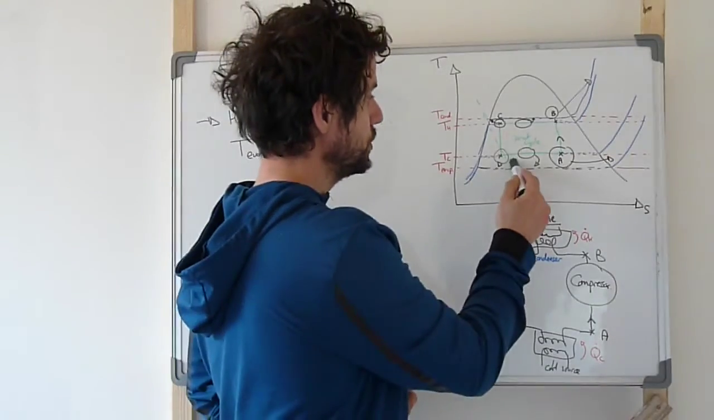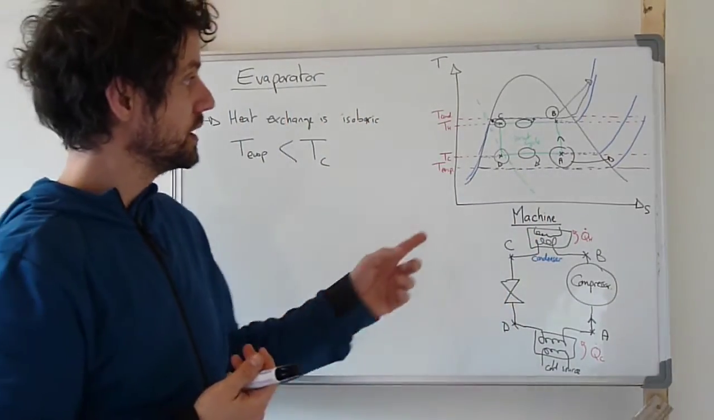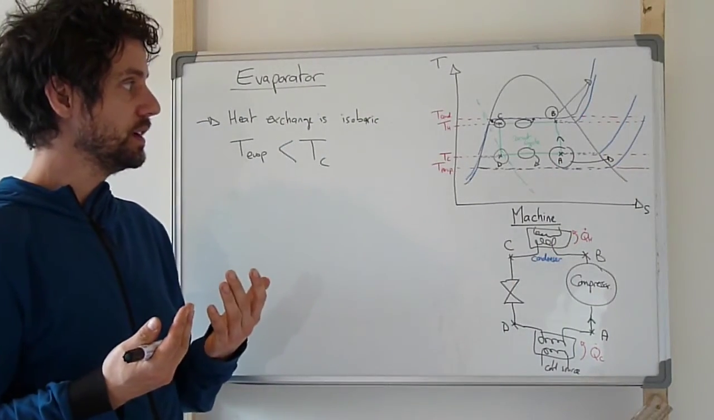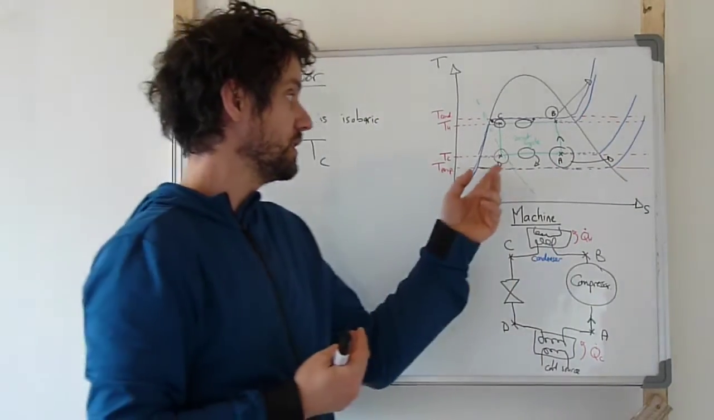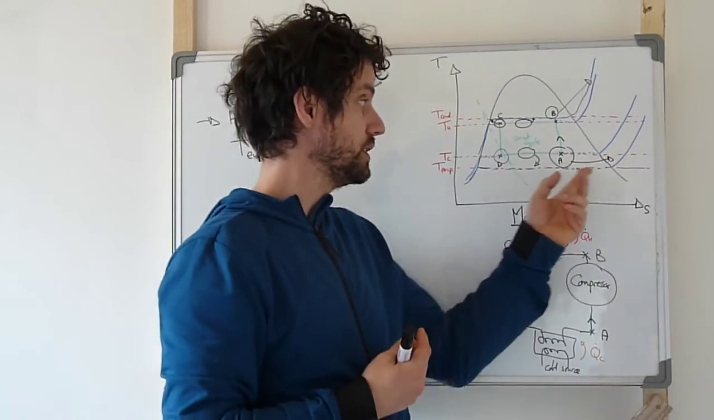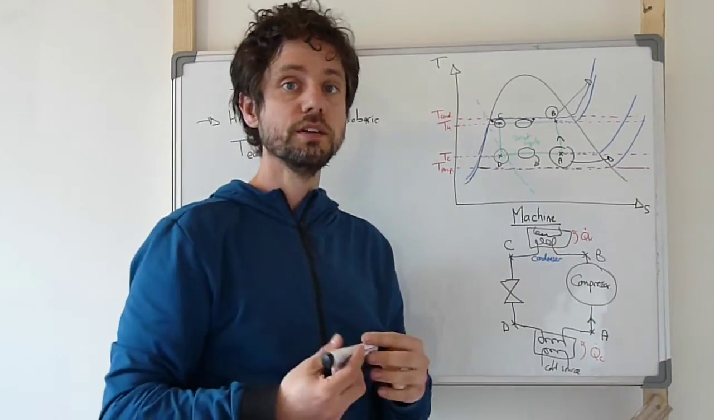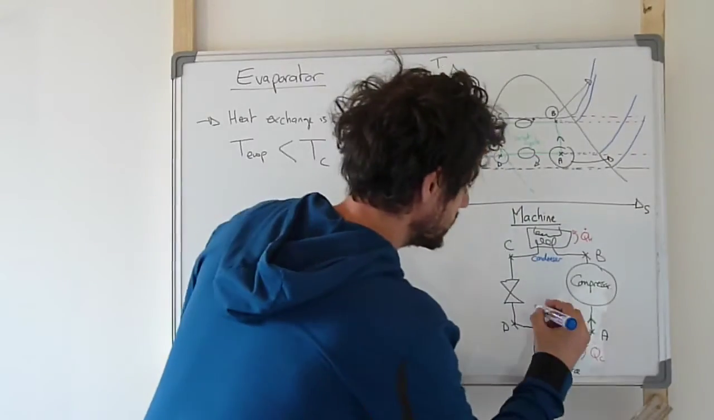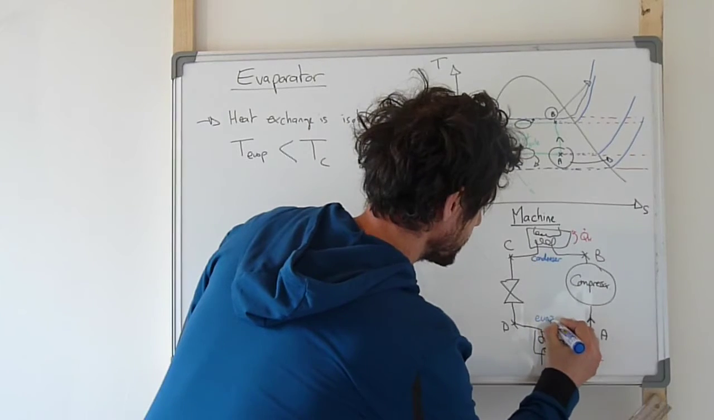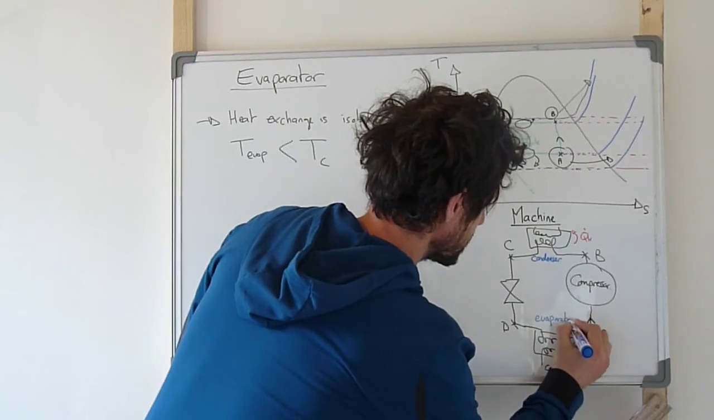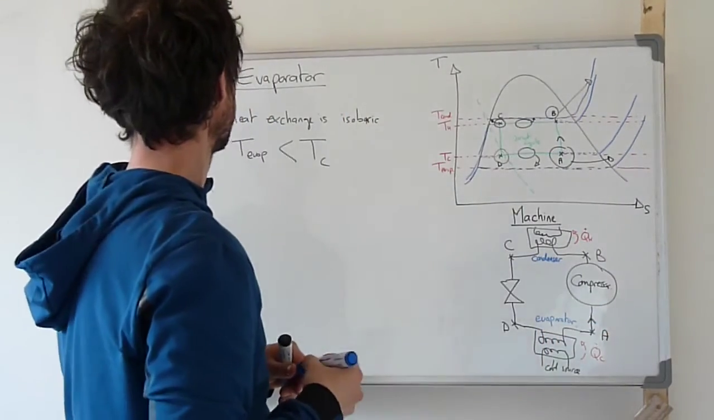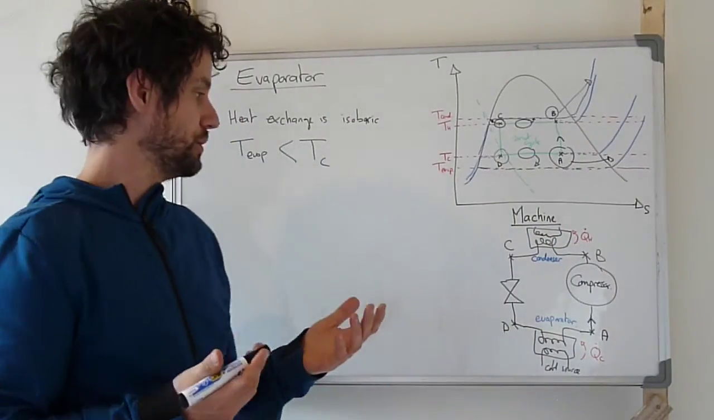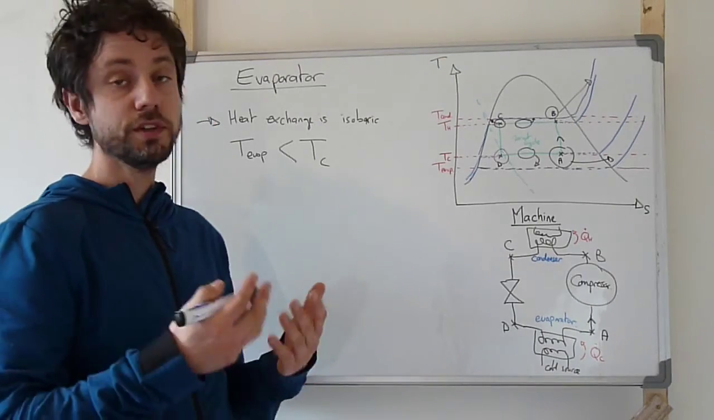D is already two-phase, but mostly liquid. A is somewhere there, but completely vapor. So what will happen? The fluid will just finish evaporating until it's completely vapor. For this reason, this heat exchanger is always called an evaporator. And now we have all the different components of the vapor compression refrigeration cycle.